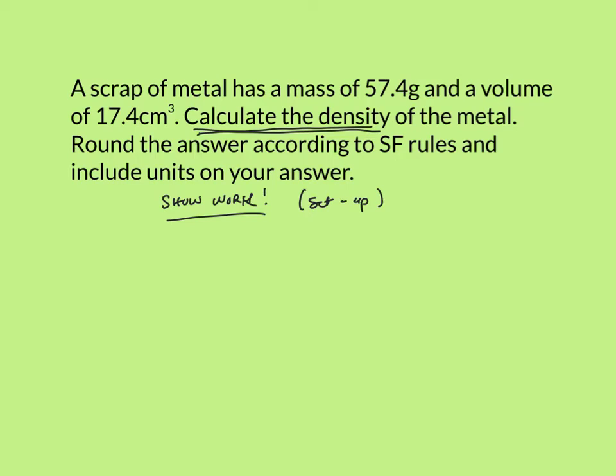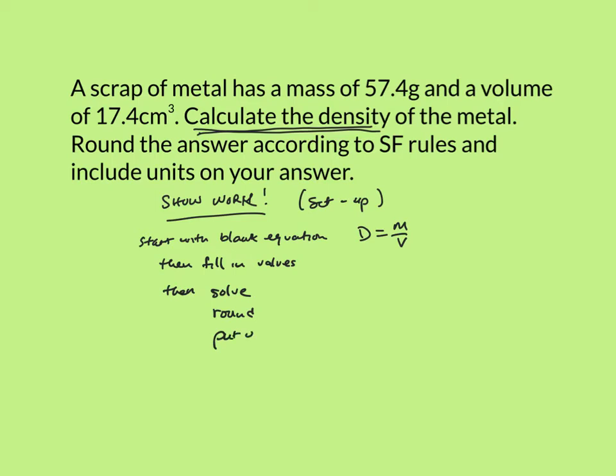So get in the habit of not just grabbing a calculator, but start with what I would call the blank equation. In this case, that blank equation is D equals M over V. Then fill it in with values, and then solve, round, and put units on your answer. So I've gotten you a little bit of a head start. So pause the video now and then check back in after you've done this series of steps.